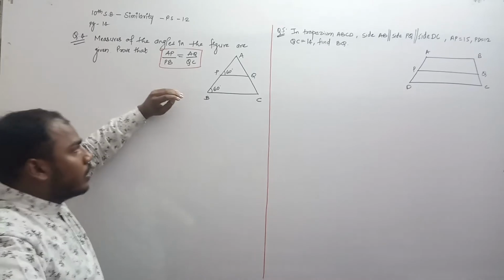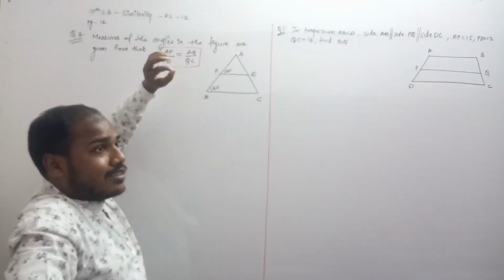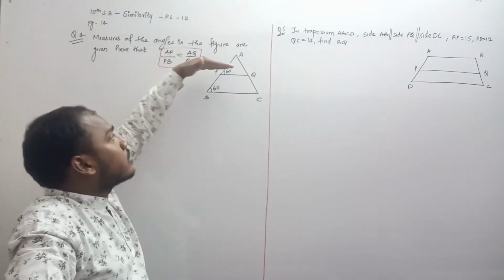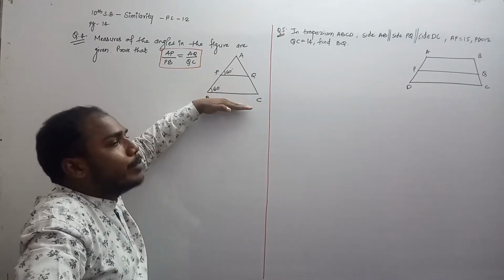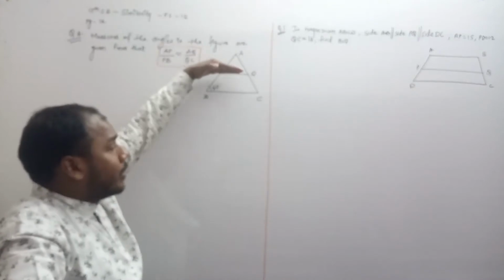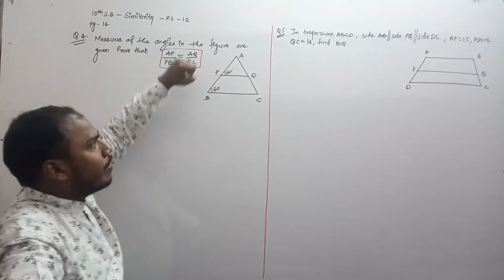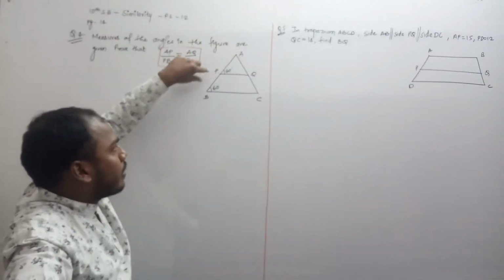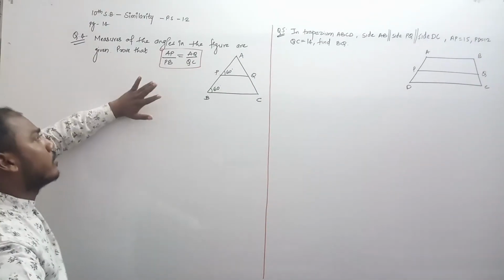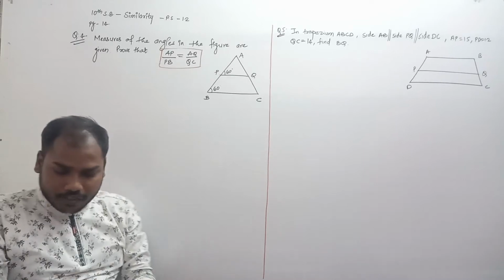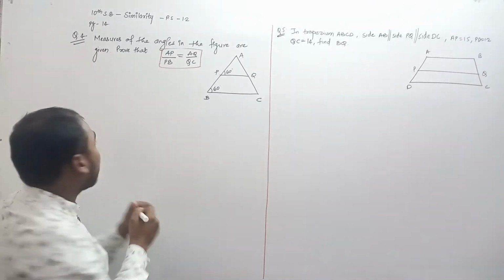If we want to use BPT, one necessary thing is required: PQ should be parallel to the side BC. If we get that PQ is parallel to BC, simply we can say that by BPT, AP divided by PB is equal to AQ divided by QC. It is very easy to solve. So now let us see the solution, how we can solve it.